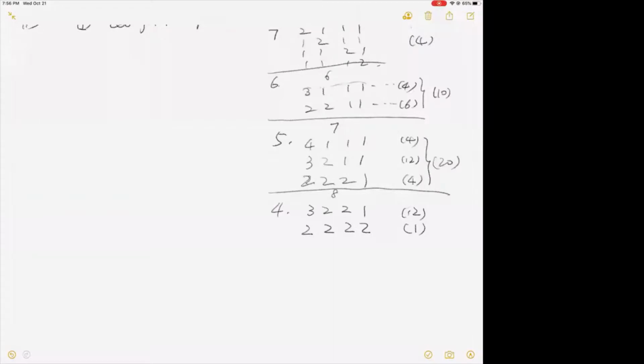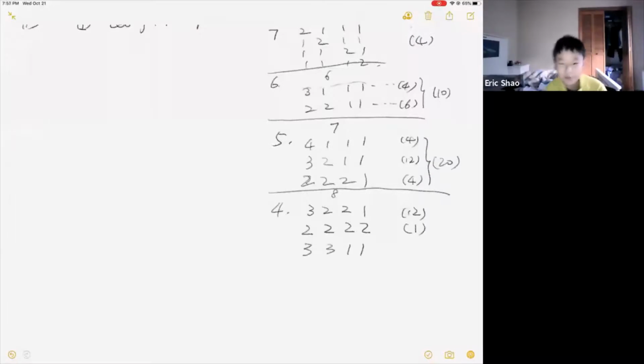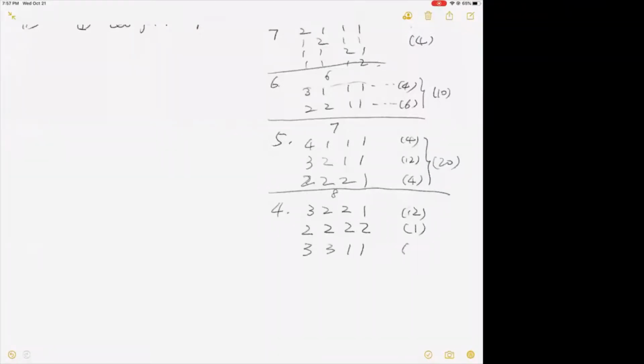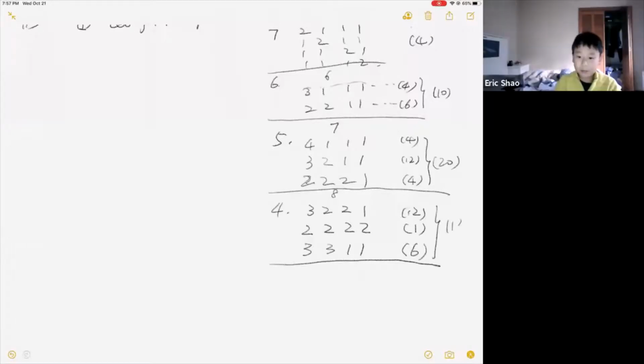Can there be 3, 1, 3, 1? 3, 3, 1, 1, right? Oh, yes. Whoops, forgot that one, too. So, how many? That's 6. Yep. I think that's it. And then what? Then you have to add them up. 19.